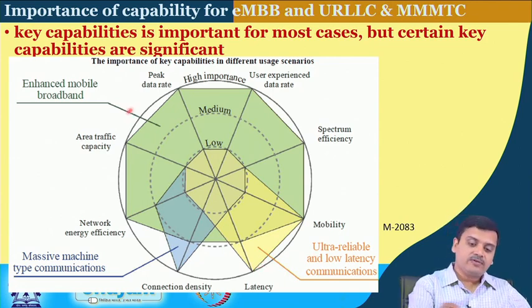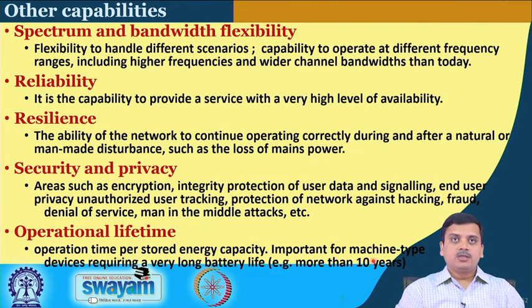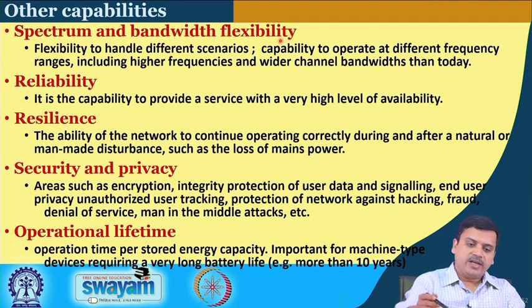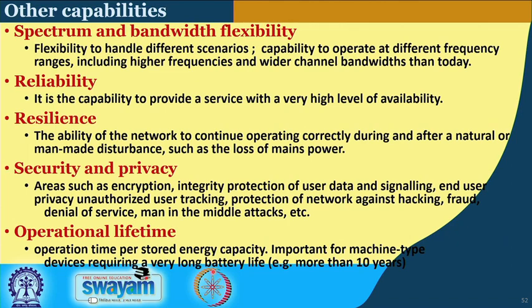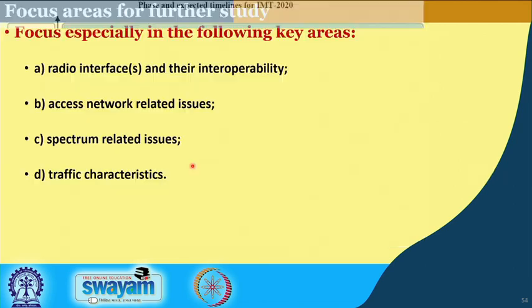So, that is how these different scenarios have come up, and when you talk about a particular scenario with this picture, you can clearly identify what are the important metrics that are relevant for the particular connection, the particular scenario. So, the other capabilities are of course flexibility, reliability, resilience, security and privacy, and operational lifetime. So, these are also added requirements as described in it, and this particular figure basically shows the timeline of how the IMT 2020 has been developing over the years.